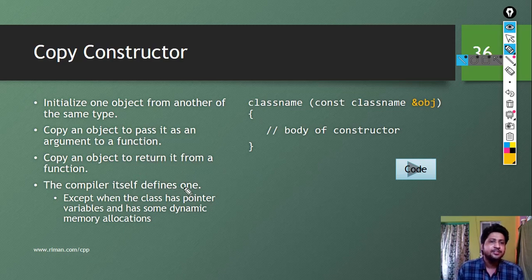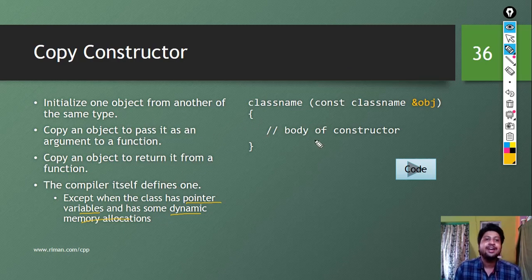So the compiler itself defines one. If you don't have any copy constructor, it will be defined by the compiler. But in which situation don't we get the copy constructor from the compiler? When there is a pointer variable used in our program, or we have some dynamic memory allocation related to that particular code or class. In that situation, the default copy constructor will not be provided by the compiler.